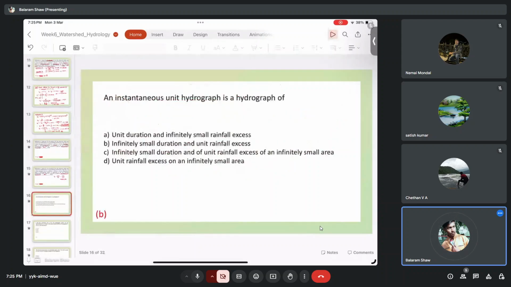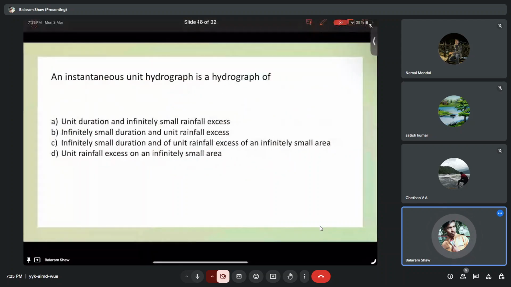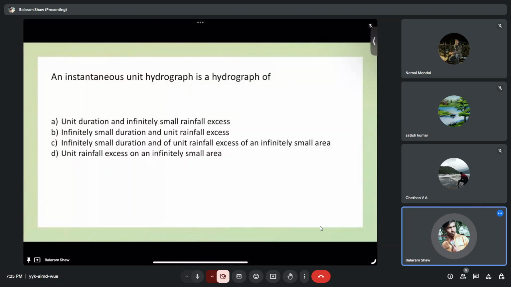So the question is, an instantaneous unit hydrograph is a hydrograph of, we have just seen that it should be infinitely small duration but unit amount of rainfall. So the correct answer will be B, that is infinitely small duration and unit rainfall excess, correct?